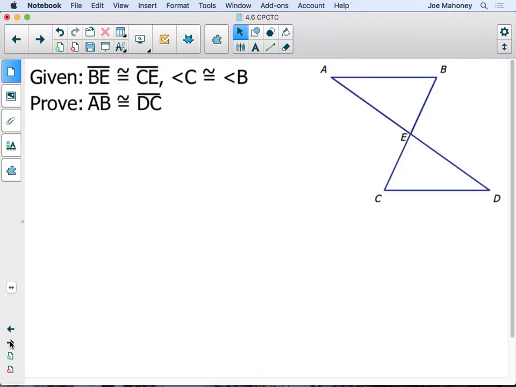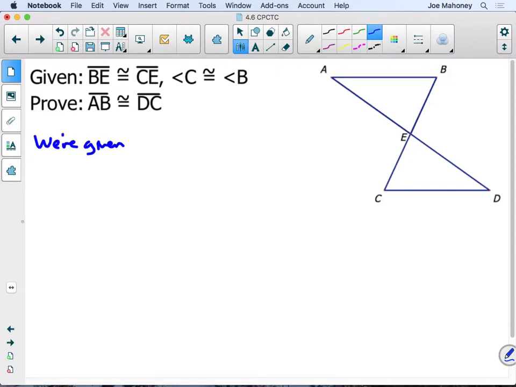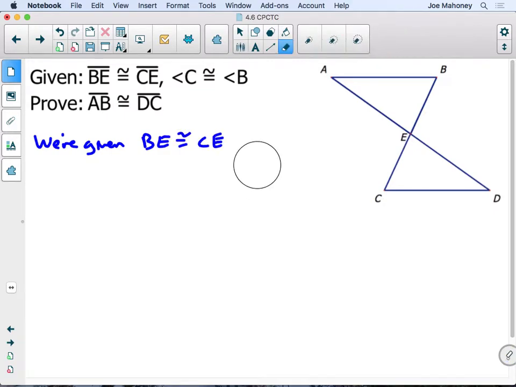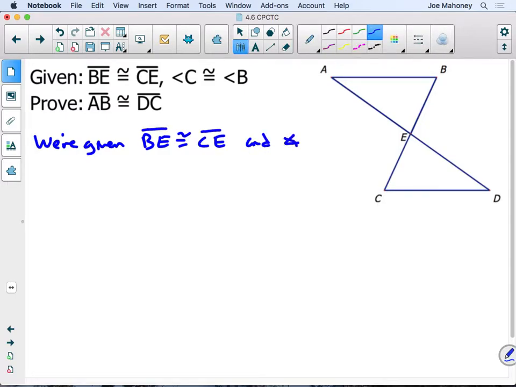What we want to do is write a little paragraph explaining why this is true. We're going to do a little paragraph proof, if you will. When we start these explanations, we write down what we're given first. So let's say we're given that BE is congruent to CE. Whoop, that E has one too many tails on it. And we're given that angle C is congruent to angle B. Like we did before to figure out what makes triangles congruent, let's mark up our diagram.